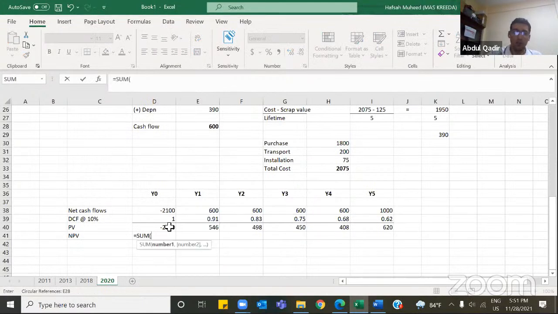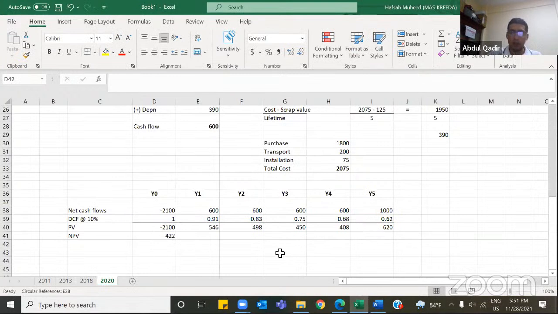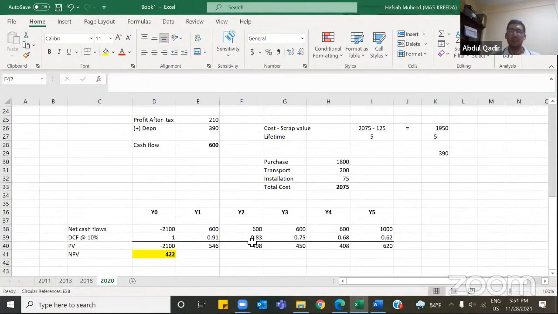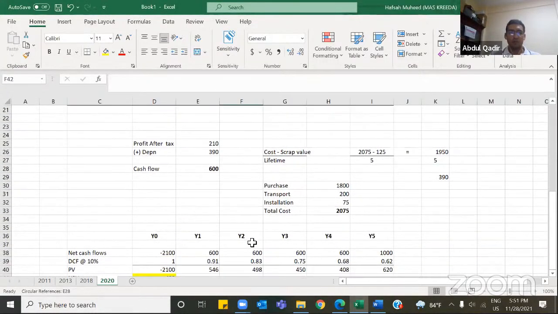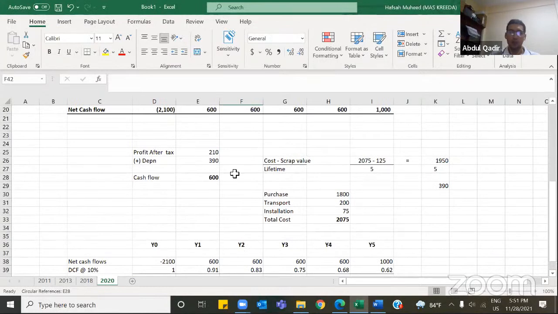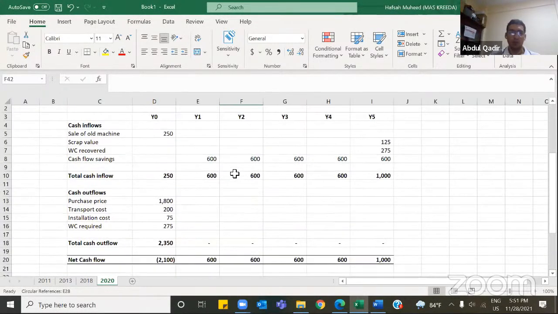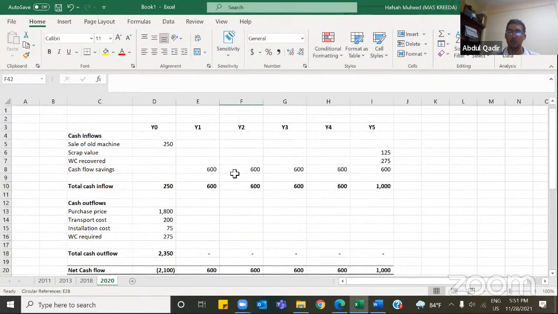Here you will sum all your present values and you will get a positive NPV of 422. So this is your NPV, right? So yeah, I mean, this is pretty much investment appraisal. So if you have any questions in what we discussed for now, on these questions which we did, please ask me.